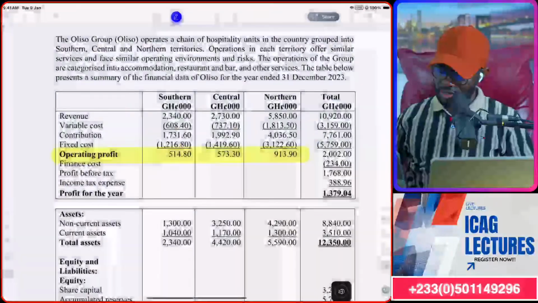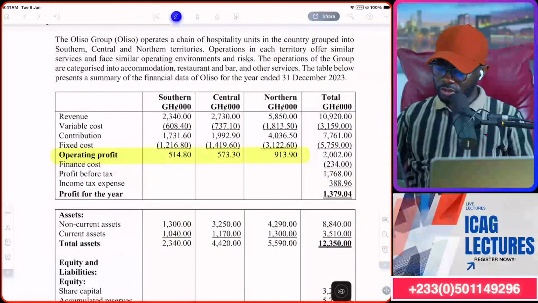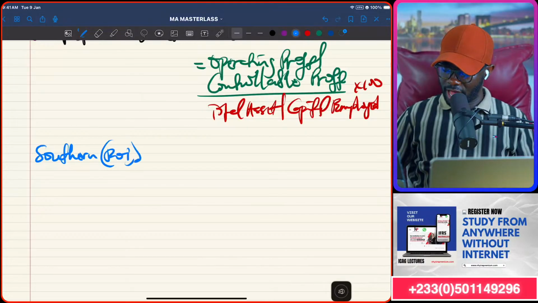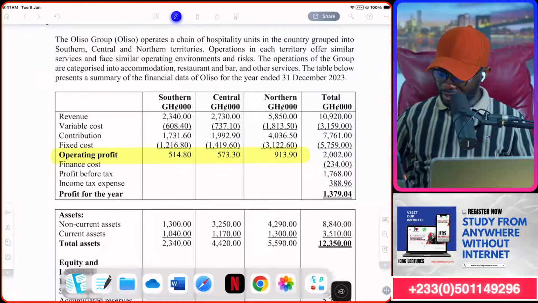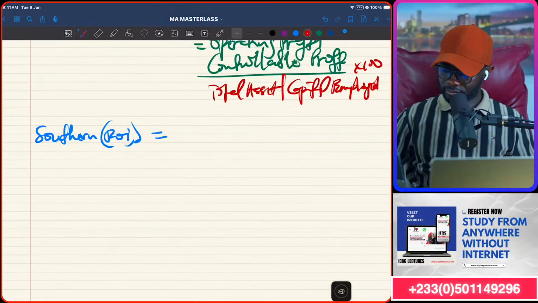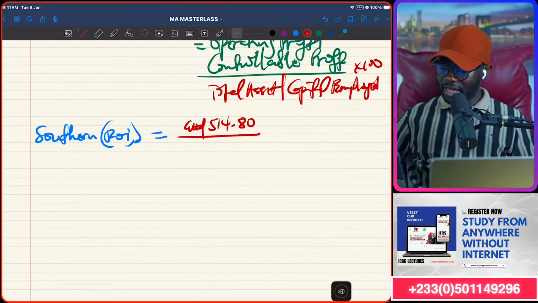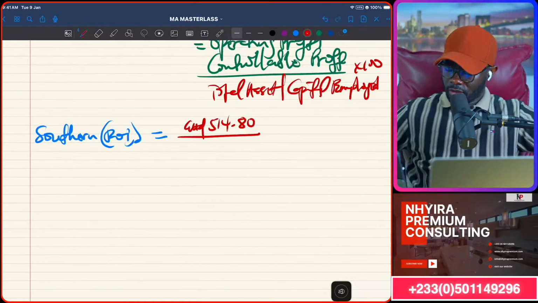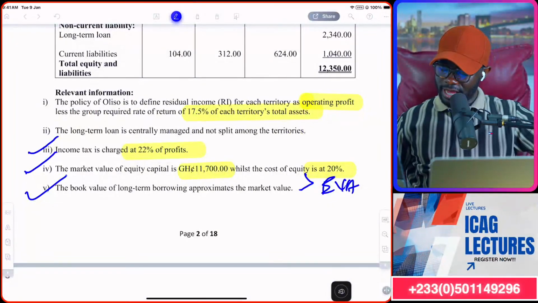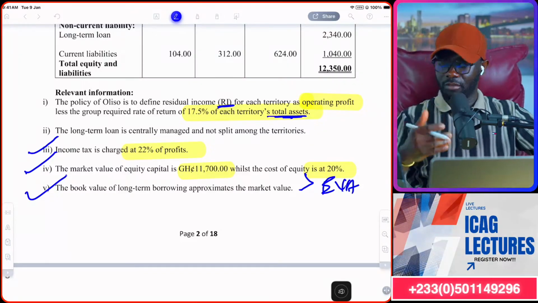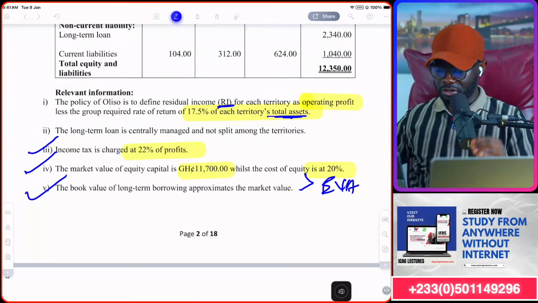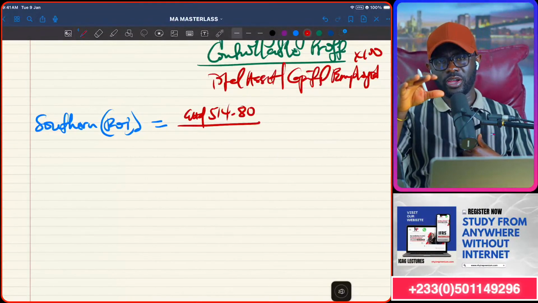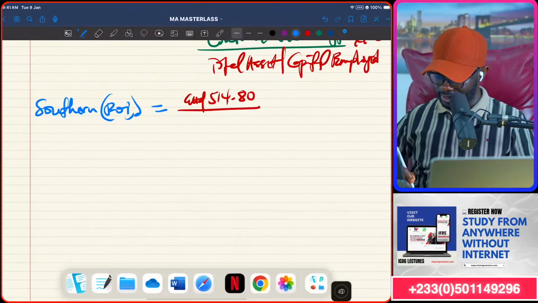So A, return on investment for each of the territories. Southern Territory first. So Southern ROI. Let's get their profits: 514.8 divided by, now here, we can use capital employed or we can use total assets for the discussion. Because we are told that the RI is on total assets, not necessarily on capital employed, so you can use total assets or capital employed. Let's go with the default method because ROI is the same as ROCE. So we'll be interested in profit before interest and tax divided by capital employed.